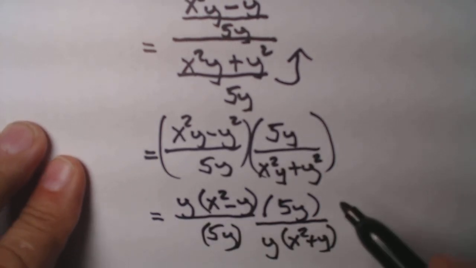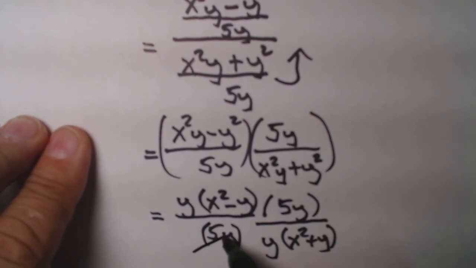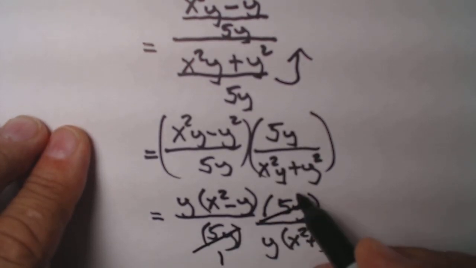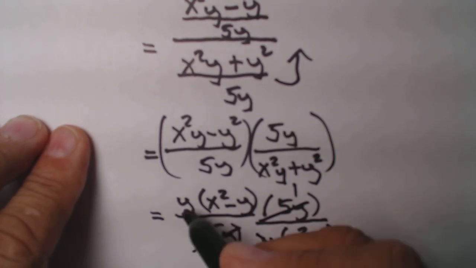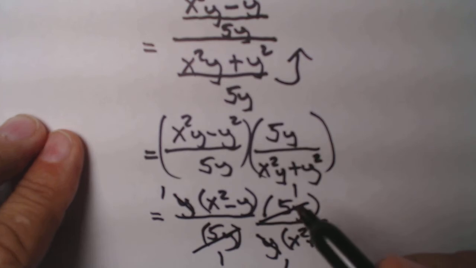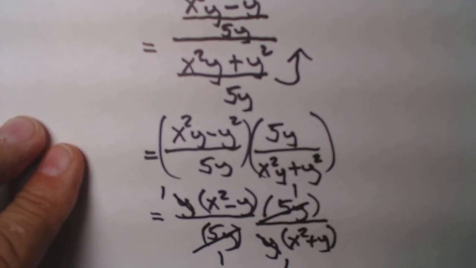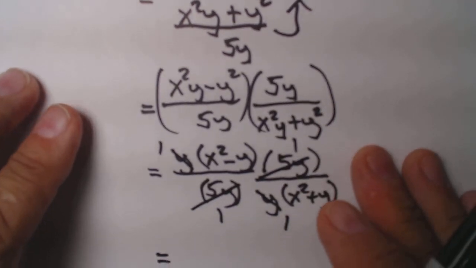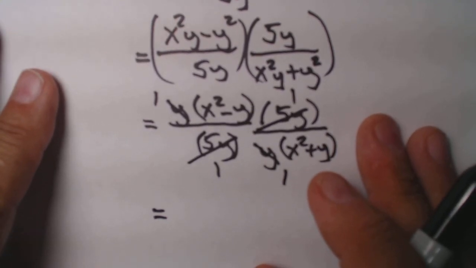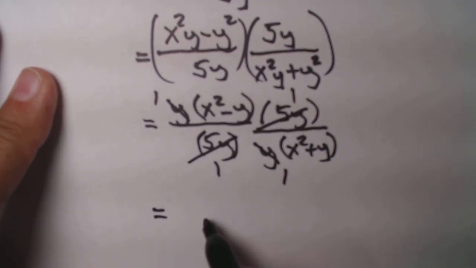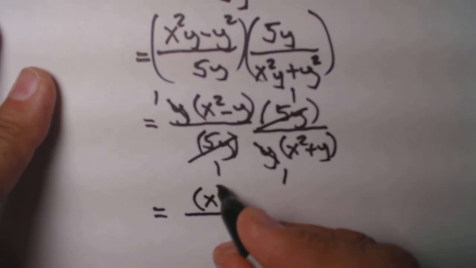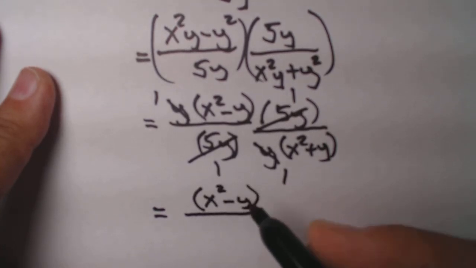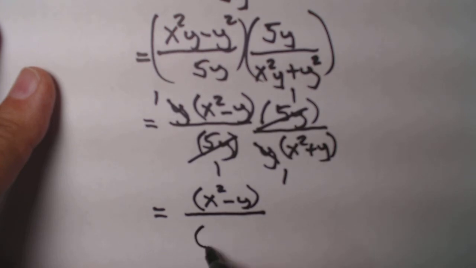There's some things we can cross cancel here. The 5y goes once here and cancels against this guy. The common y's cancel against each other. There they go. So what we end up with for our final answer here, let's write it down. Okay, upstairs we're going to have x squared minus y, and downstairs we're going to have x squared plus y.